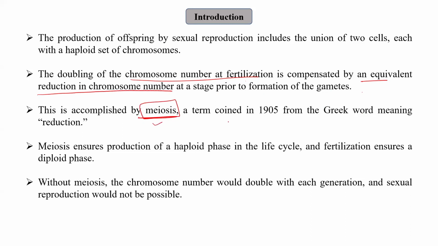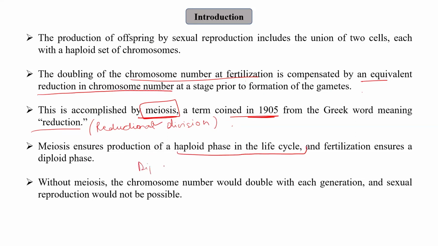The term meiosis was coined in the year 1905, and it originated from the Greek word that means reduction. Therefore, it is also known as reductional division, since it leads to the reduction in the number of chromosomes. Meiosis ensures production of a haploid phase in the life cycle.